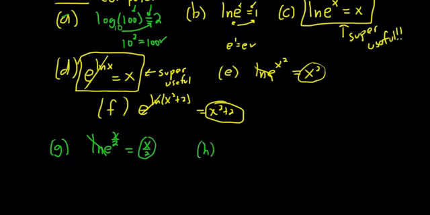H. e to the ln of x minus 7. Again, the e and the ln cancel, you get x minus 7. So the point is, e and ln cancel. These cancel and these cancel. Very, very useful. I can't think of anything else that's critical to go over in this video, so I think I'll stop it here. That's it.